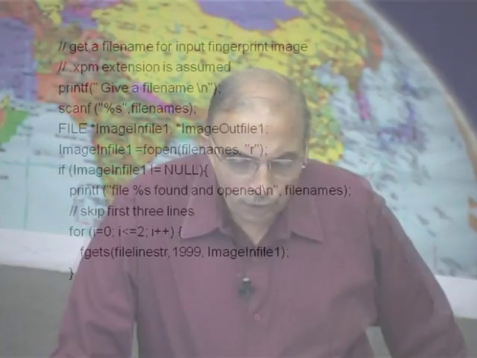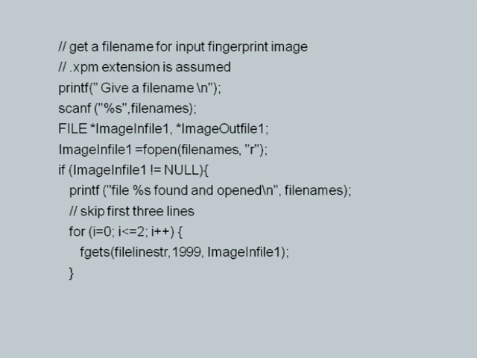I have only two colors, each coded by X and 0, and obviously one of them will be all zeros and the other will be all Fs. Let's very quickly go through the logic. First, we get a file name for the input fingerprint image. We assume the .xpm extension, so I print a message, ask for a file name, and collect that file name.